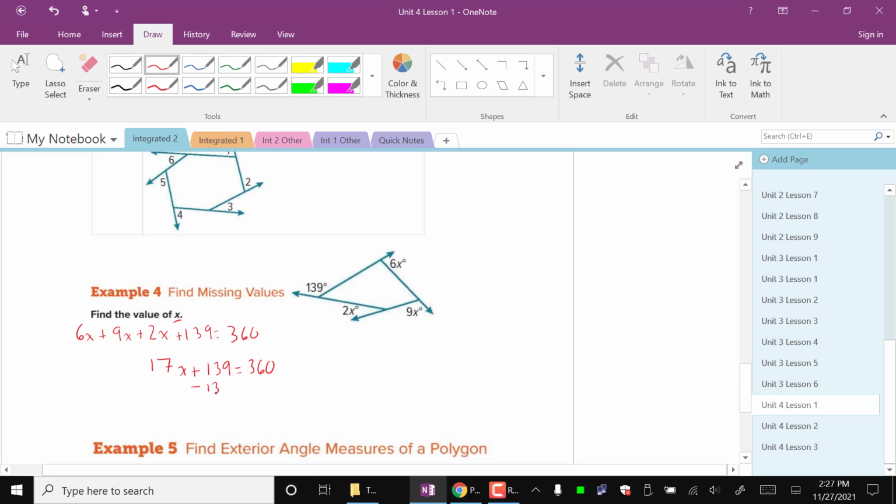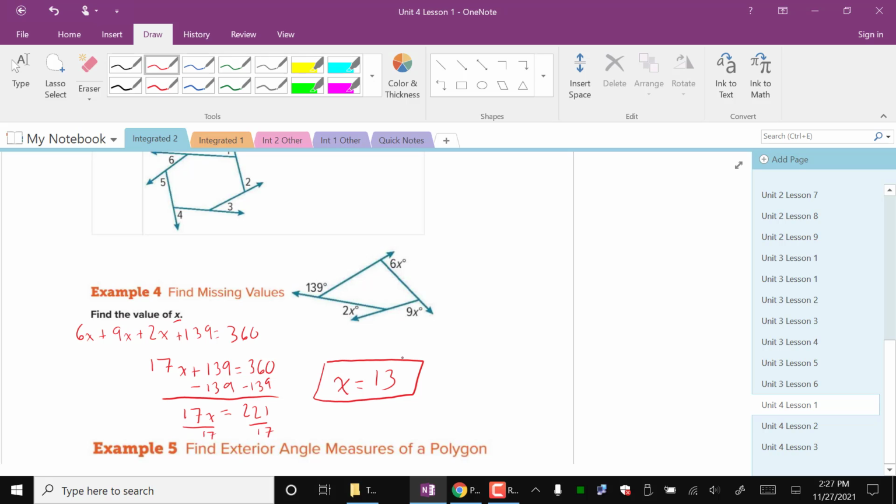Subtract 139 from both sides. That gives me 17x equals 221. Divide by 17, and I get x equals 13. And that's all we had to do because it said solve for x. Now, if we wanted, we could plug it in and find the angle measure for all of those, but we don't have to.